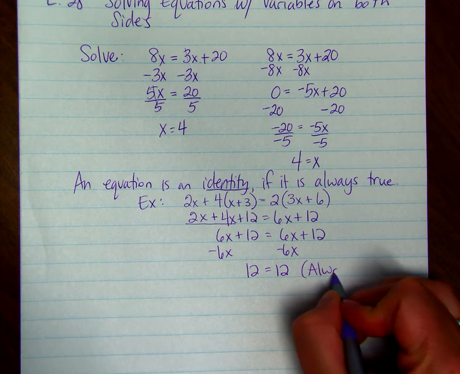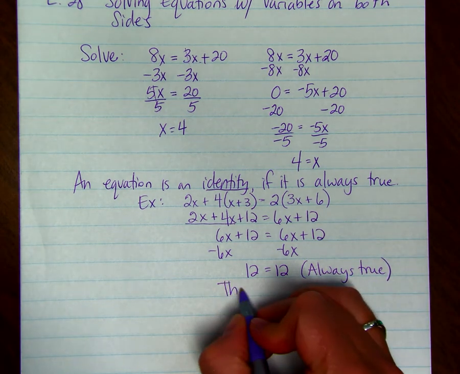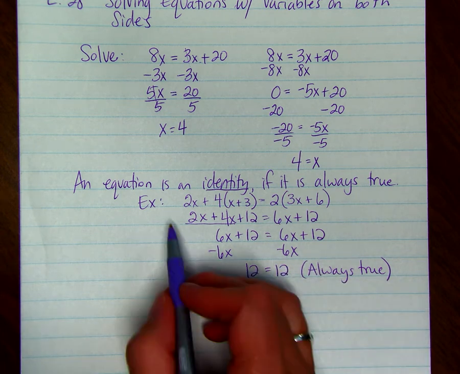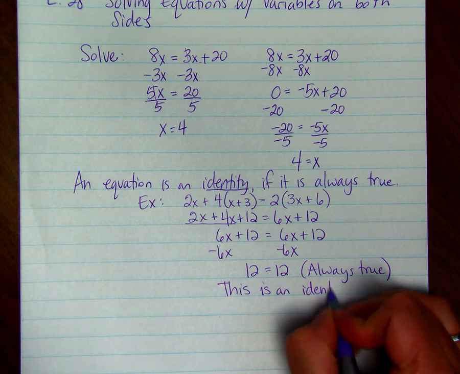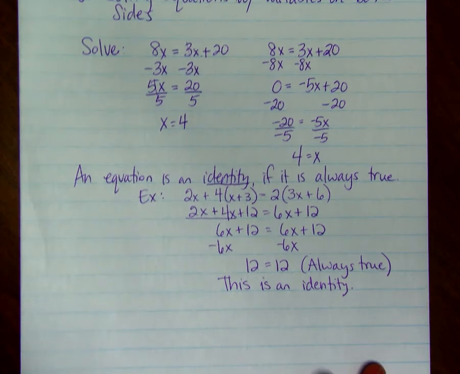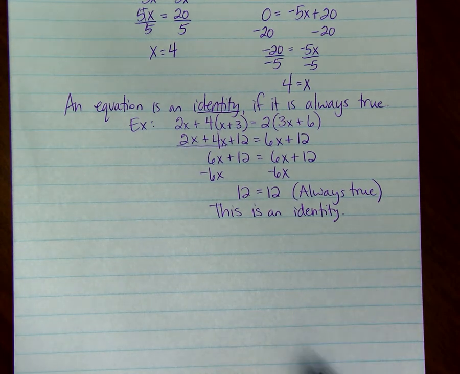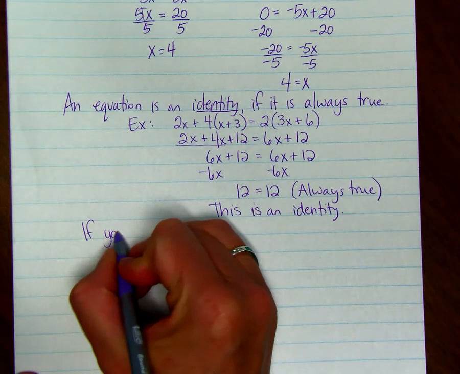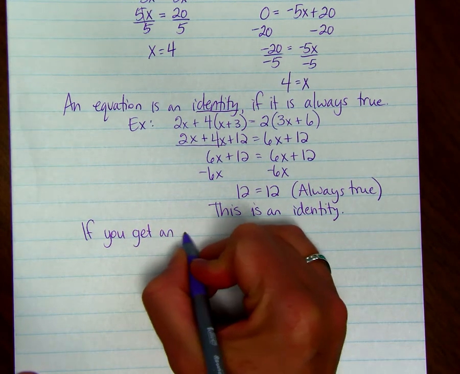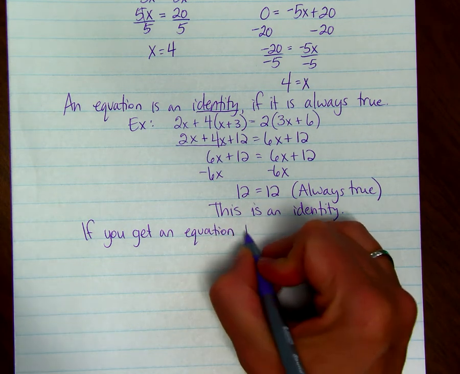Well, that's always true. So this particular equation is an identity. If you get an equation that is never true, like 9 equals 8, then there is no solution. That means no matter what number you put in for x, or for the variable, it won't work.